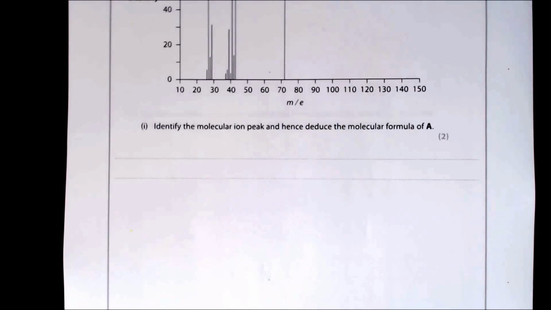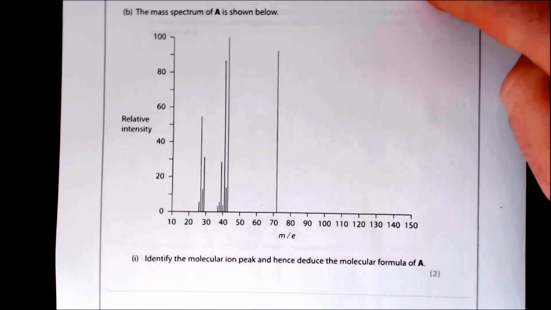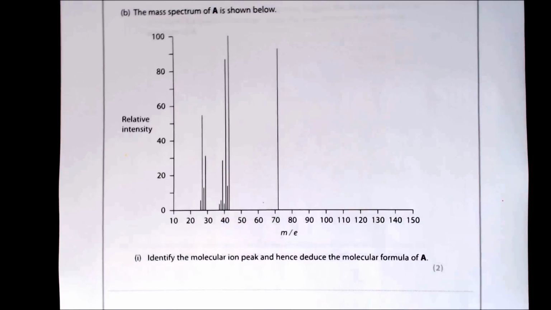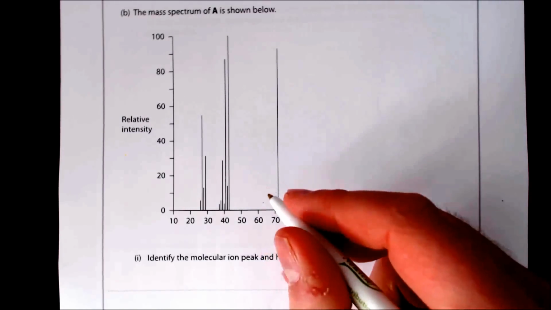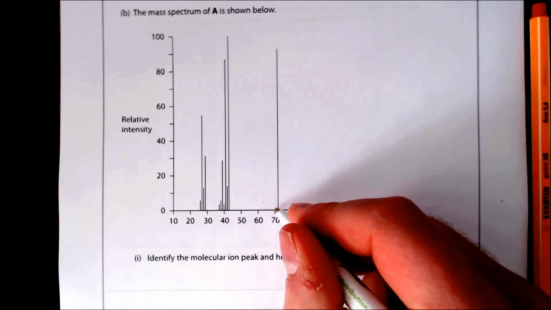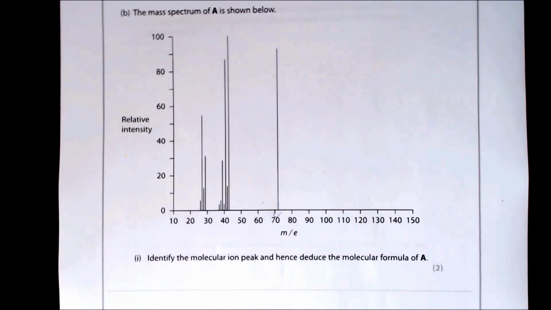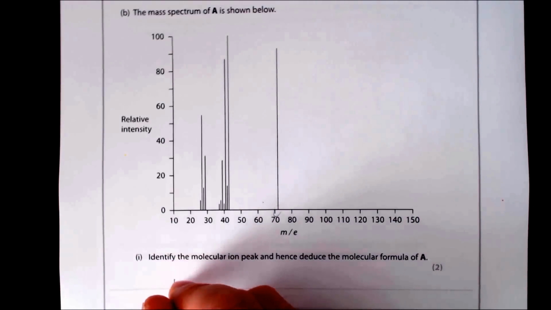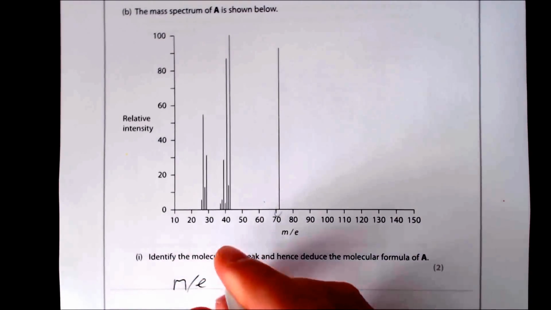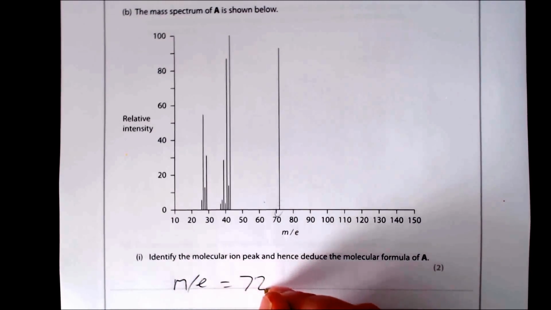Okay, right, so on to the next part. This is showing us the mass spectrum of A, shown below. Identify the molecular ion peak and hence deduce the molecular formula of A. This is pretty straightforward, to be honest. The molecular ion peak is the most significant peak furthest right on your mass spectrum. So in this case, it's going to be this one here. That's going to give us an M/e, or molecular mass, of 72.